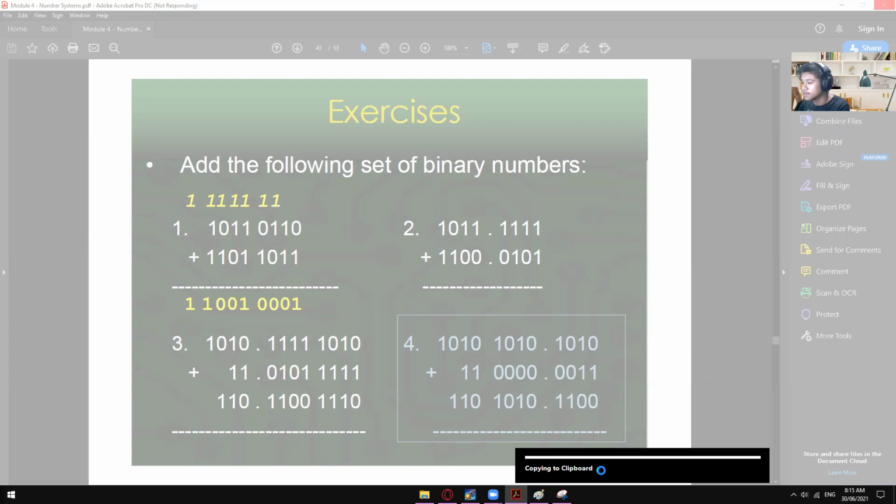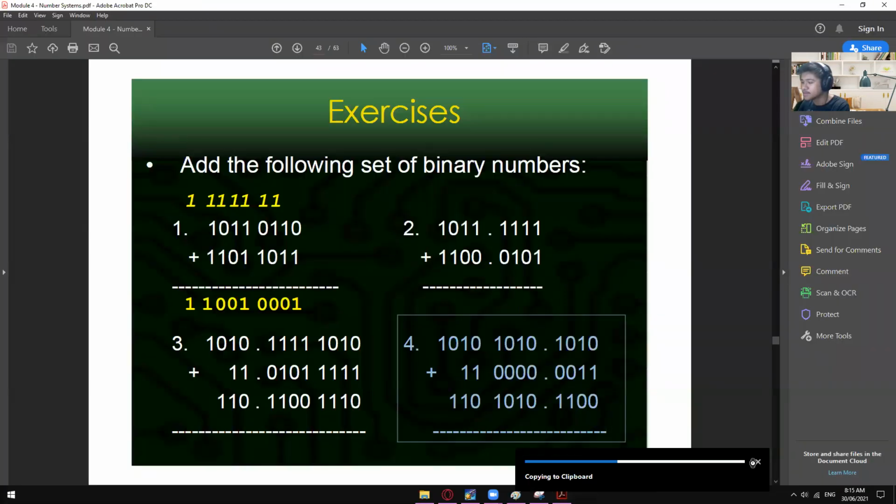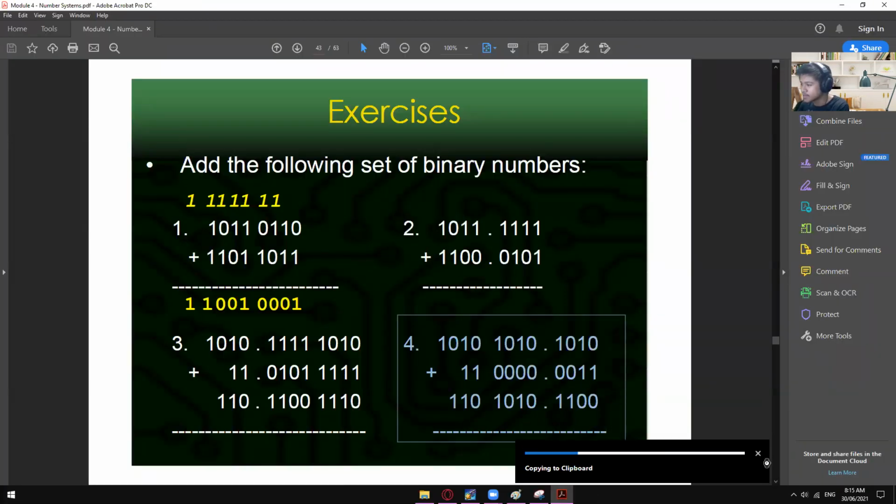Hmm, nangyari. Copying to clipboard. Okay, just wait a second. May napindot akong iba.